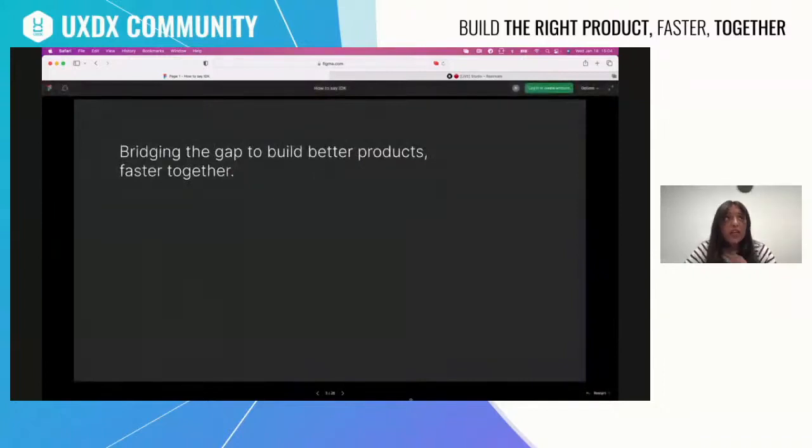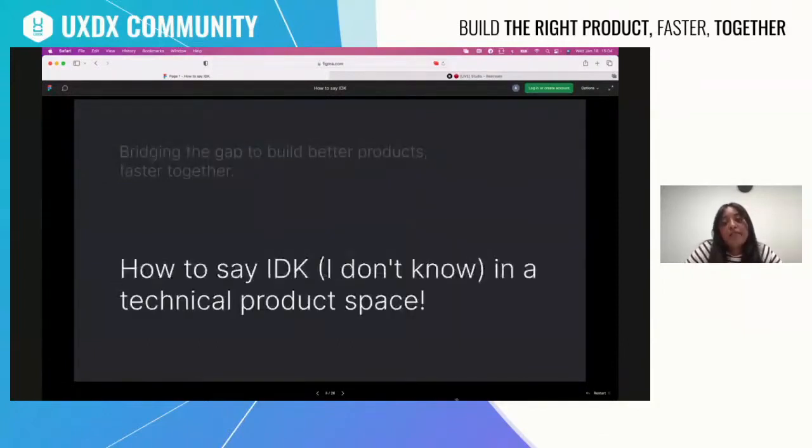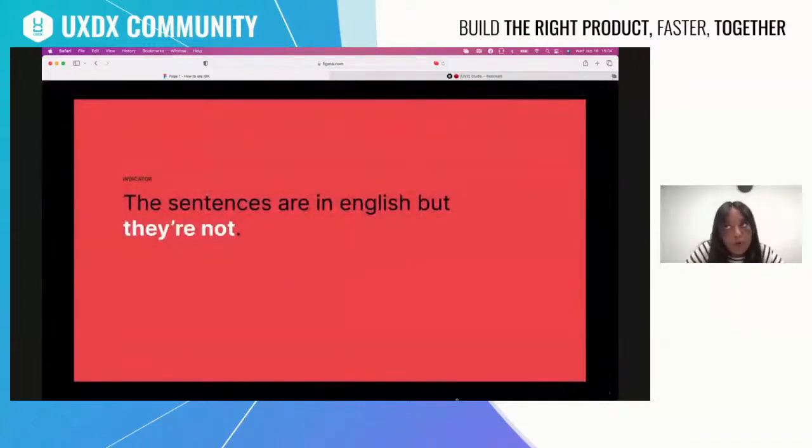So, today we're really looking at how do we bridge the gap to build better products faster, right? One of the big things that I've had to face is how I don't know something, but I'm working within a product team that's moving really fast. And there's all these technical things that I need to onboard to very quickly. One of the ways you identify that you're in this situation is when everyone around you sounds like they're speaking English, but they're really not. And I can talk a little bit more about this.